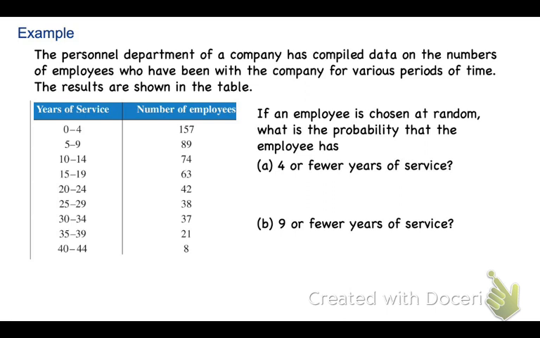Okay. The personnel department of a company has compiled data on the number of employees who have been in a company for various periods of time. The results are shown on the table below.